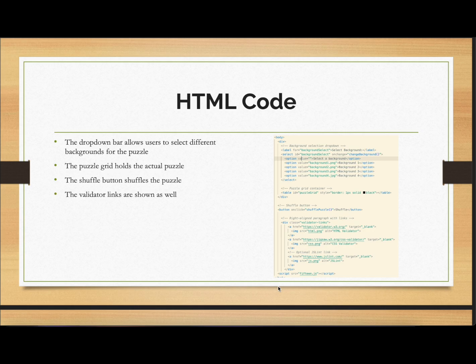The HTML code, the way we designed it, was that the drop-down bar allowed the users to select different backgrounds for their puzzles. The puzzle grid holds the actual puzzle in its own div class. The shuffle button shuffles the puzzle, and the validator links are shown as well.